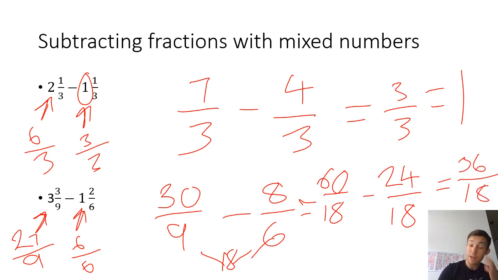It's still an improper fraction. It's up to you whether you want to convert it back into a mixed number, but I can see here that 18 add 18 is 36. So this would equal the whole number of 2.